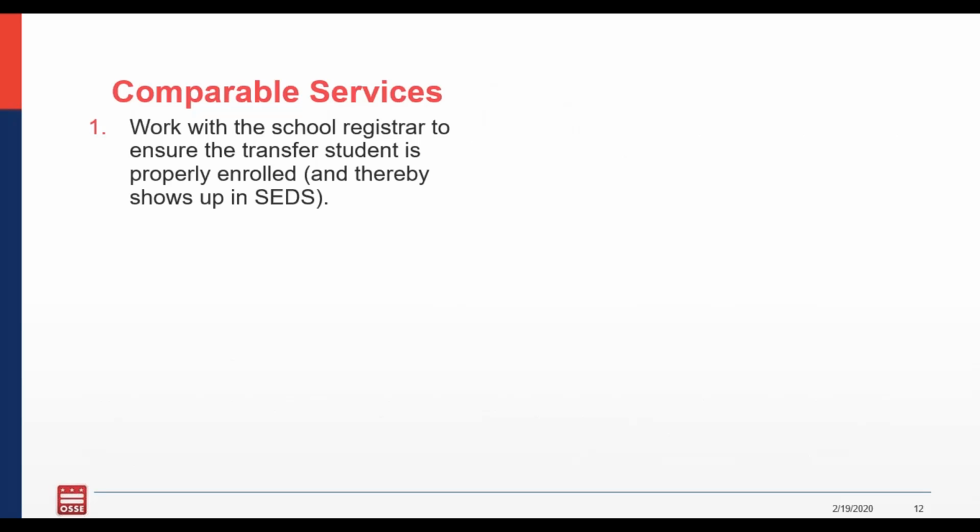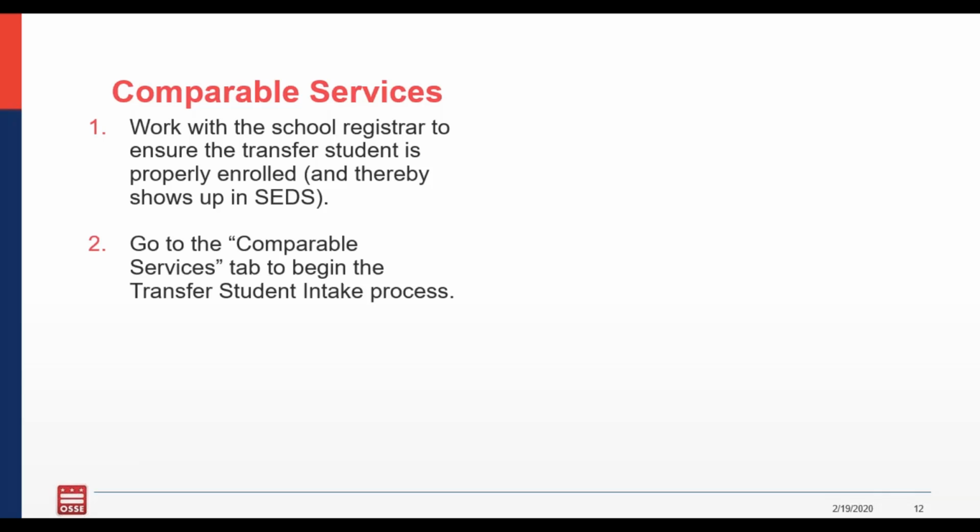All right, so you should be working with the school registrar just to ensure that the transfer student has been properly enrolled. Enrollment is the only way you're able to see the appropriate student records in SED. That's what makes them show up. So when you enroll that student in your SIS, we should be able to see access to that student in SED. Next, you'll go to the Comparable Services tab in SED, and you'll begin the transfer student intake process.